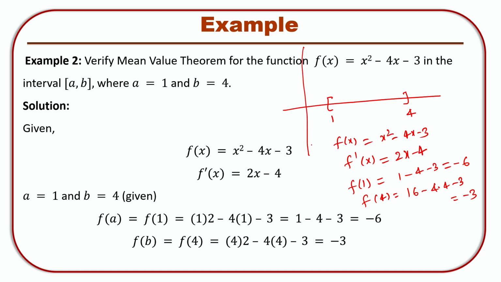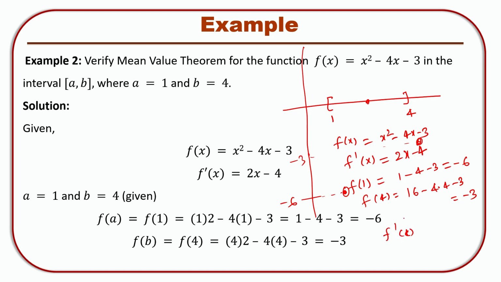So we have 2 points here. If I plot this function, then we have f(1) and f(4). f(1) is equal to minus 6, so here we have minus 6, and then f(4) is minus 3. So these 2 points are given, right. So 1 and minus 6, and 4 and minus 3 are given. We now find some point c between 1 and 4 such that, let me give you, f'(c).